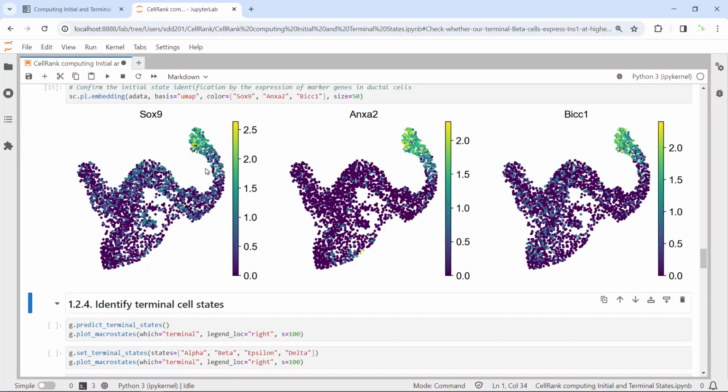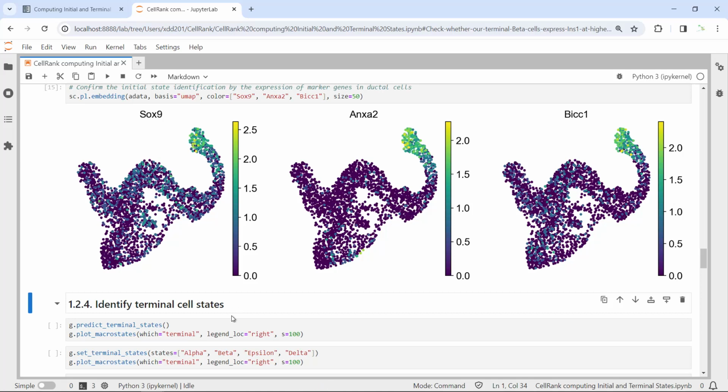Because we set the n states as 9, we identified 2 NGN3 low expression progenitor cell clusters. You can see subpopulation 1 has a high expression for all 3 genes, then subpopulation 2 expresses a lower level of the 3 genes. Which means our analysis is correct for the initial cell state, because the initial cell state gives rise to endocrine cell clusters and also the ductal cell clusters.